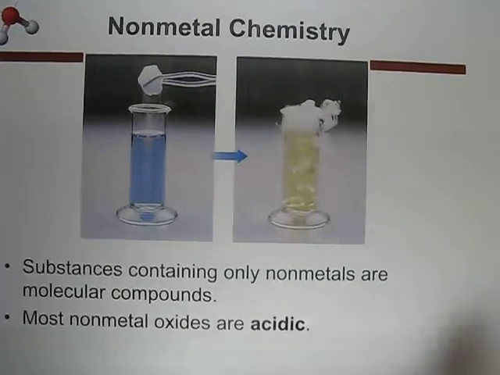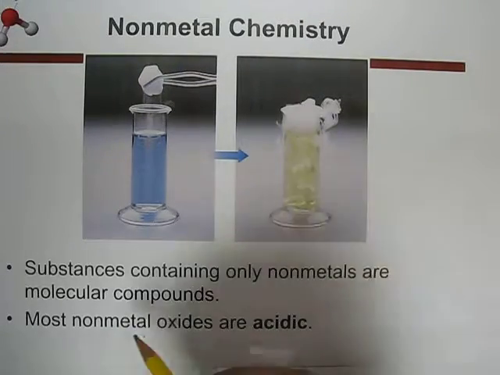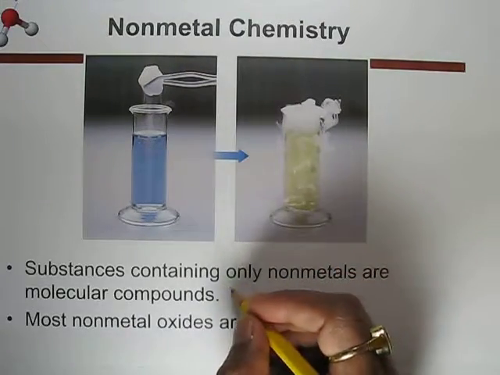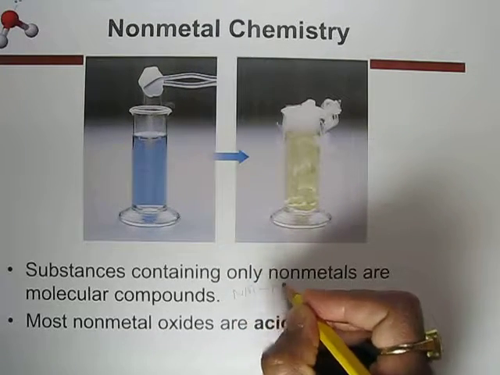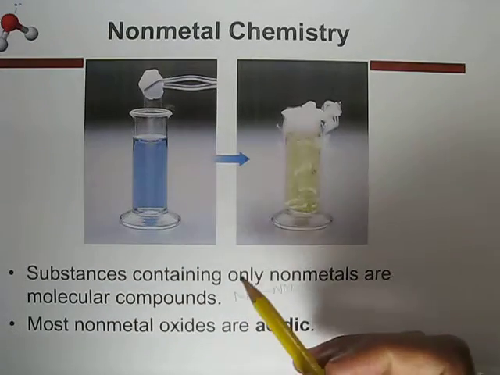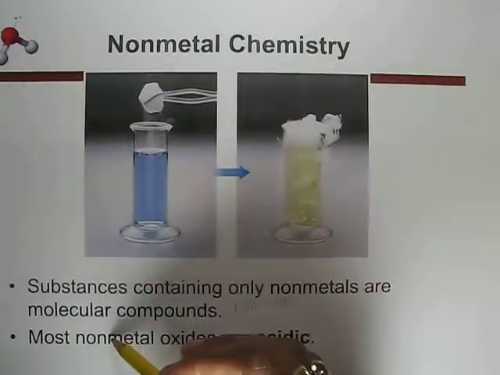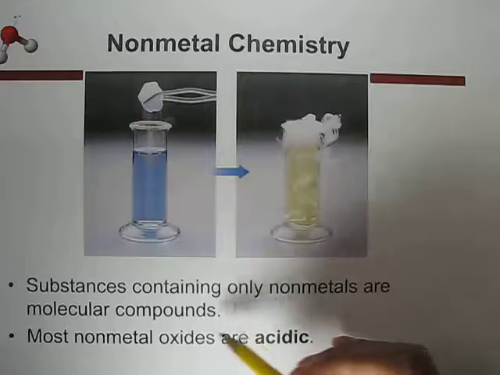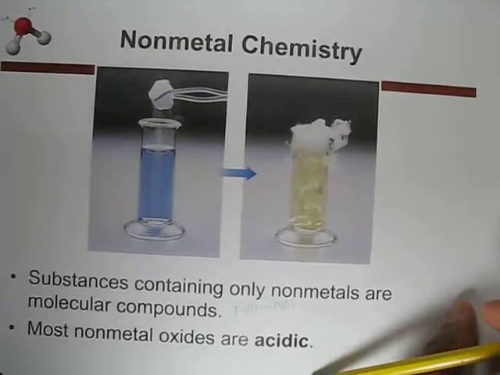Let's see the nonmetal chemistry. A substance containing only nonmetals is a molecular compound. Molecular compounds are formed by only nonmetals. And most nonmetal oxides are acidic. So this is just the opposite example: metal oxides are basic in nature and nonmetal oxides are acidic in nature. We'll see some examples here.